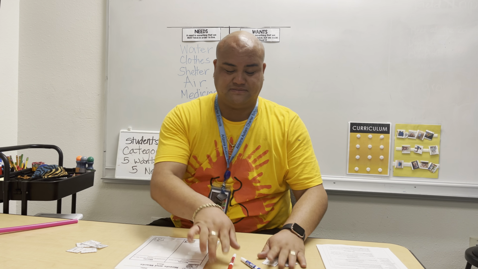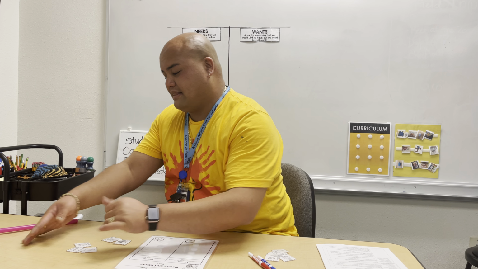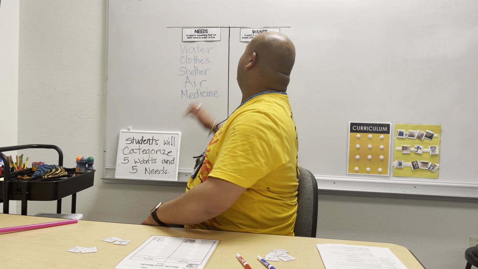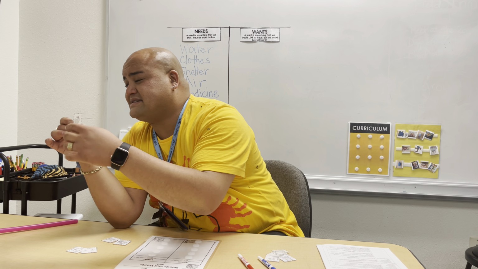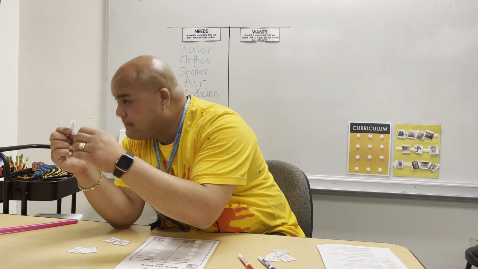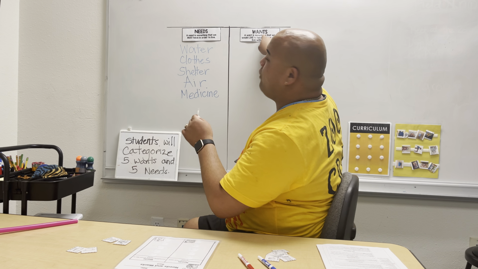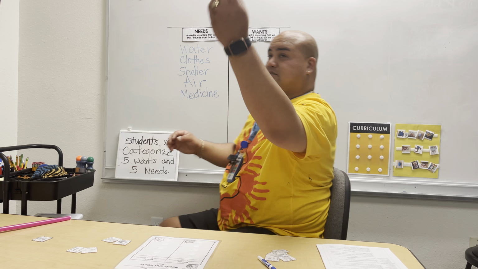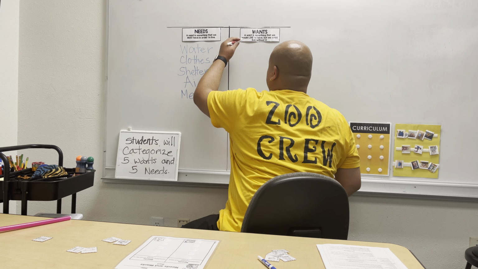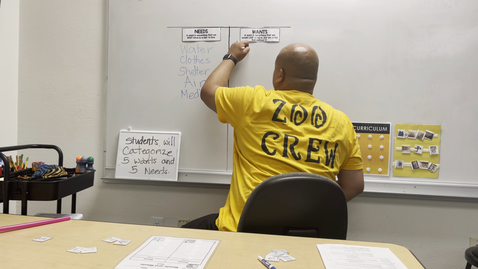I don't think so. So we're going to list our first thing on our wants category, and that is cupcakes. Although cupcakes is food, we do not need a cupcake to survive. We need food, but not a cupcake. A cupcake is a want. So Mr. Ron has his red pen and he's going to list it. A cupcake.